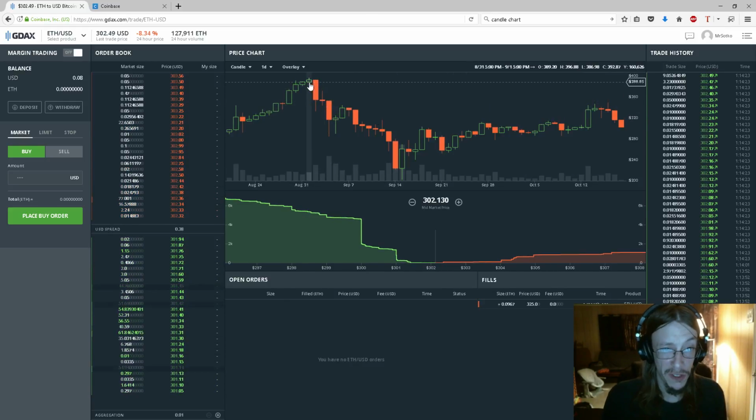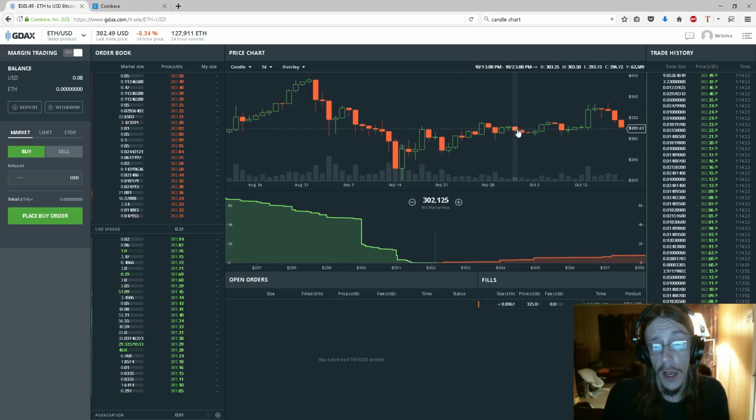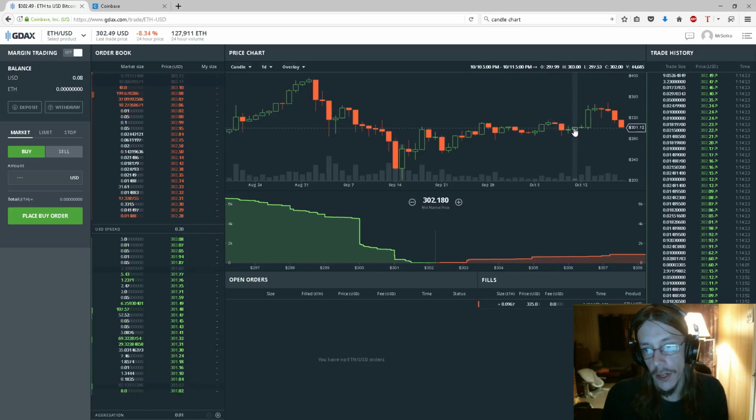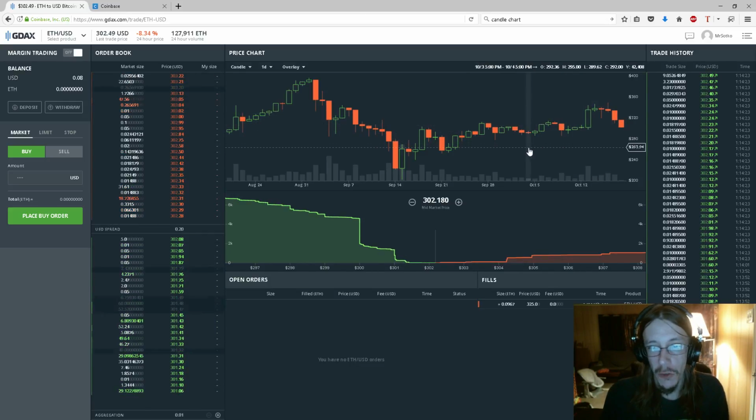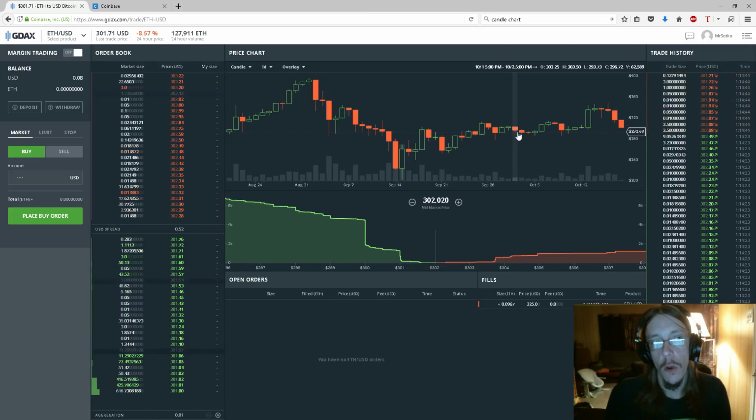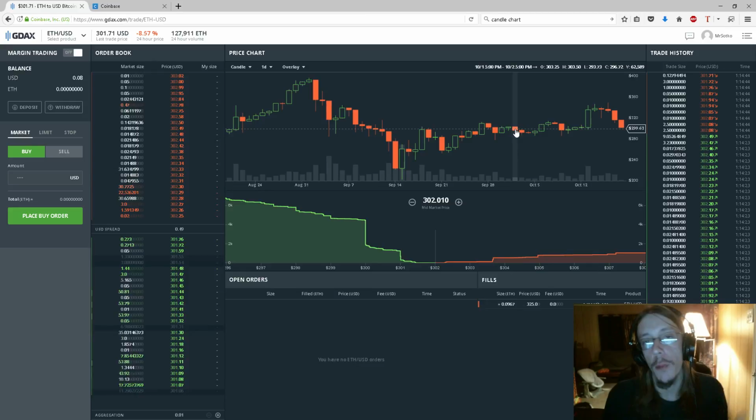For the most part, that's all you really need to know. Just the basic aspect of these candle charts, and just read them and sort of predict when the price of Bitcoin or Ethereum or what have you is going to go up or down.